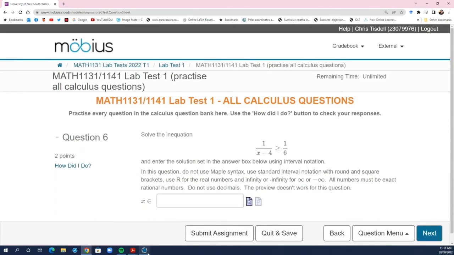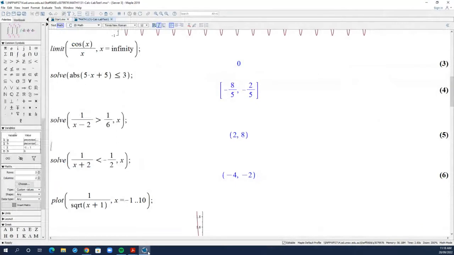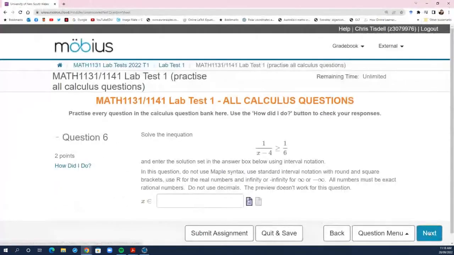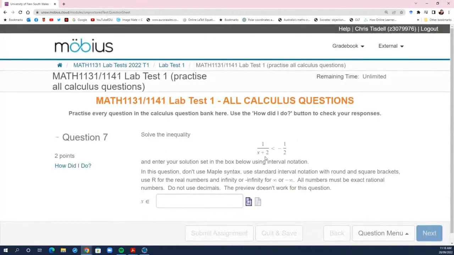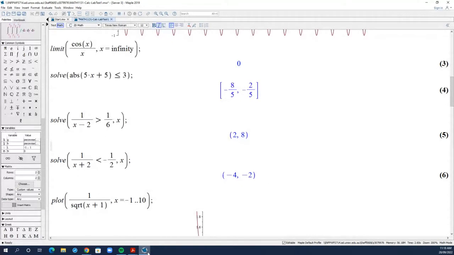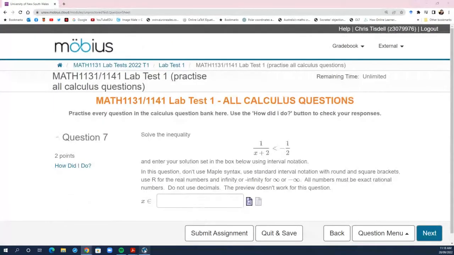Okay, same one again. Same style of question. Have I done that one? No. Again, you could multiply both sides by (x - 4) all squared. There's another one. Yep, I've done that one.